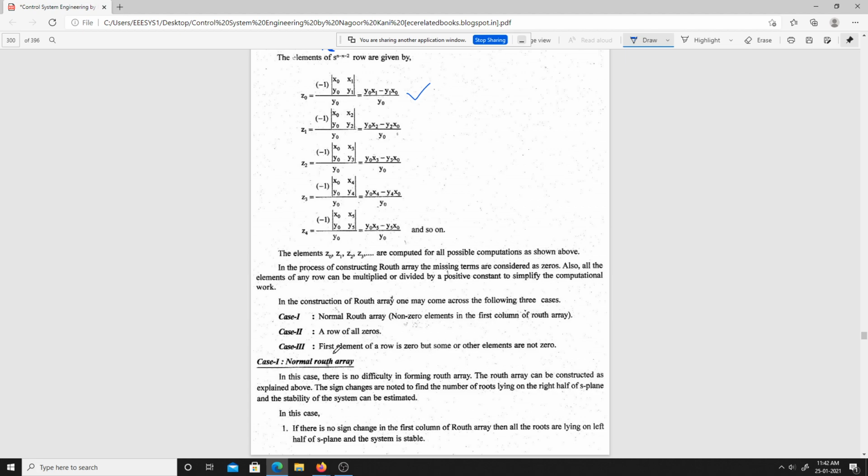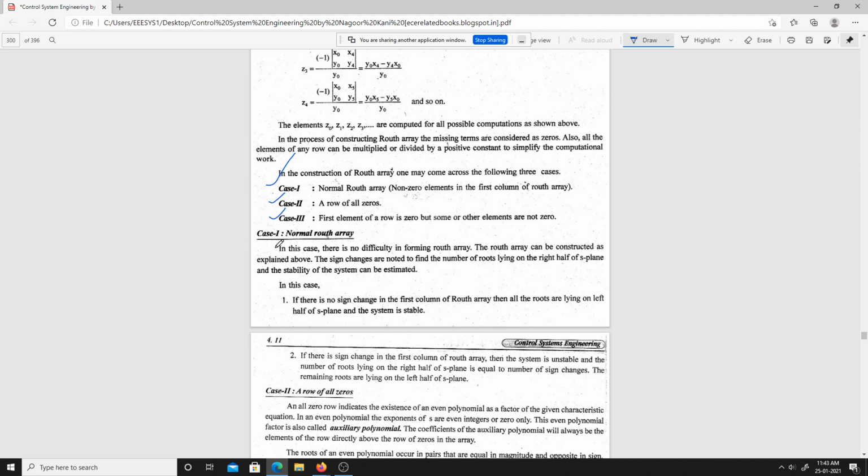Now next, case 2: suddenly while we are constructing the Routh array, we come across a row of all zeros. So that is case 2. And in case 3, the first element of a row is 0, but some other elements are not 0. So these are the three cases that we are having. What happens if these particular cases arise, we are going to discuss now.